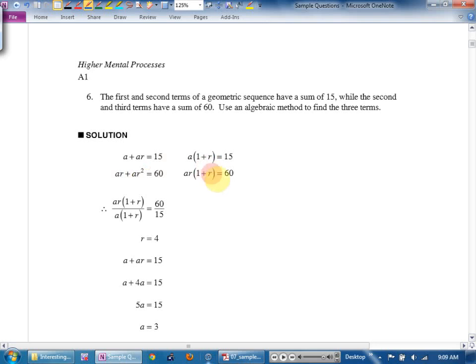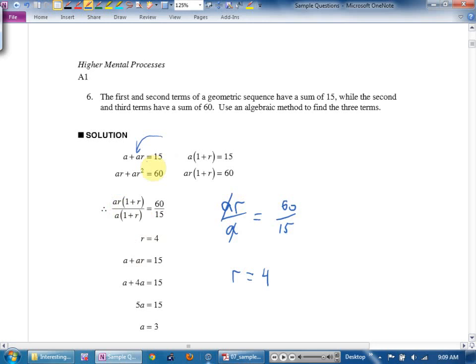Okay, fair enough. And then what they're going to say is, look, this divided by that has to be this divided by that. 60 divided by 15 has to be ar times (1 plus r) divided by a times (1 plus r). Sally, can I cancel? Are they factored? Yes. And you get ar over a equals 60 over 15. Now what? Yeah, cross multiply. Oh, the a's cancel as a matter of fact. In fact, you get r equals 4. Now you can work your way back here now that you know what r is, and you can figure out what the heck a has to be and figure out the terms.